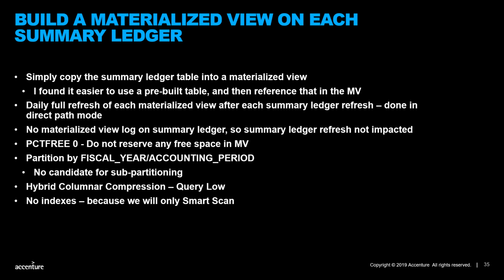The materialized view had no free space reserved. It was also partitioned by fiscal year and accounting period in exactly the same way as the corresponding summary ledger tables. We didn't find a good candidate for subpartitioning. And we were also able to introduce hybrid columnar compression on the materialized view with query low. And we didn't bother to build any indexes on the materialized view because we were only interested in doing smart scan on them.